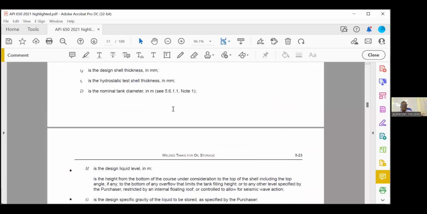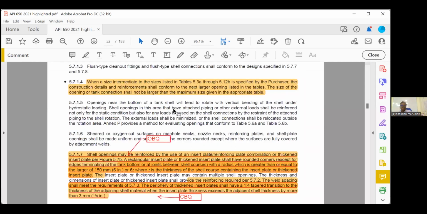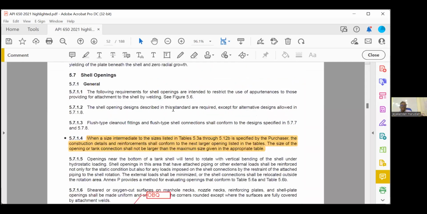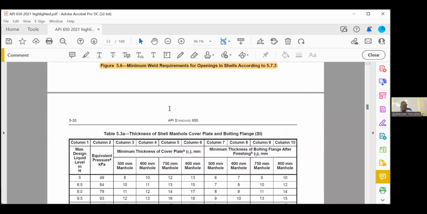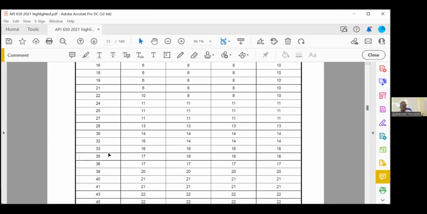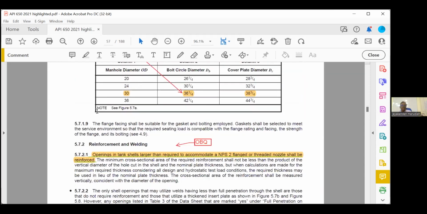It is given here. Shell opening, so we have to search 5.7.2.1. It is given in 5.7.2.1. Openings in a tank larger than required to accommodate an NPS 2 flange shall be reinforced. Okay, that is the one.